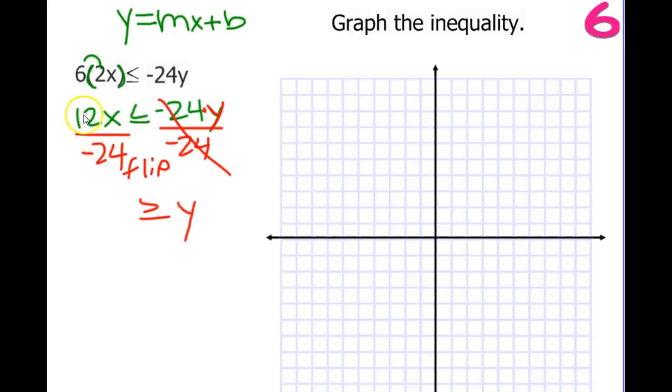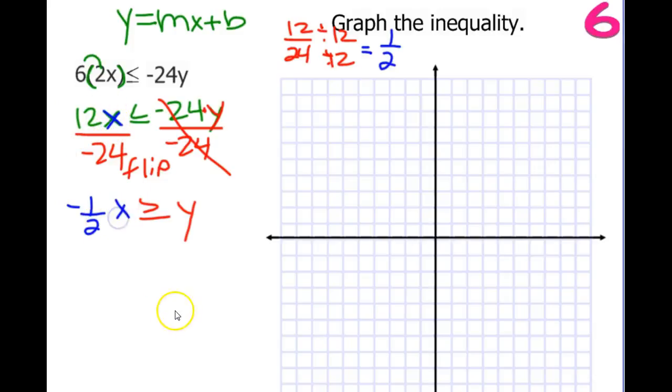So 12 divided by 24, we can actually divide by 12. If you want to divide by 2 and then divide by 2 again, that works, but you get the same answer. 12 divided by 12 is 1. 24 divided by 12 is 2. So we have 1/2, and it's negative. Doesn't matter if the negative's on the top or the bottom. And we have the x there.